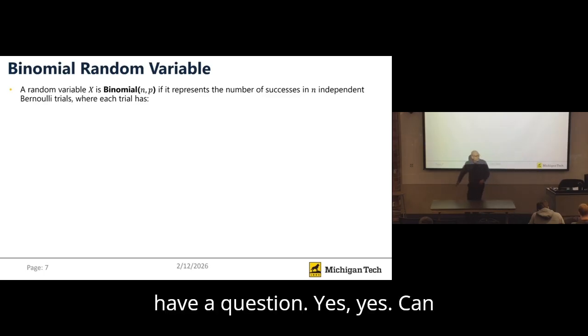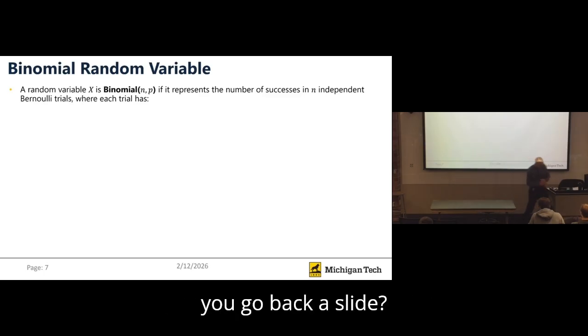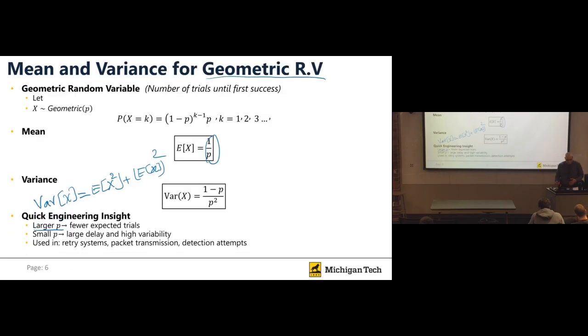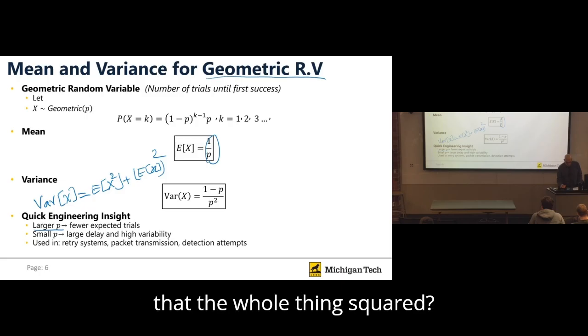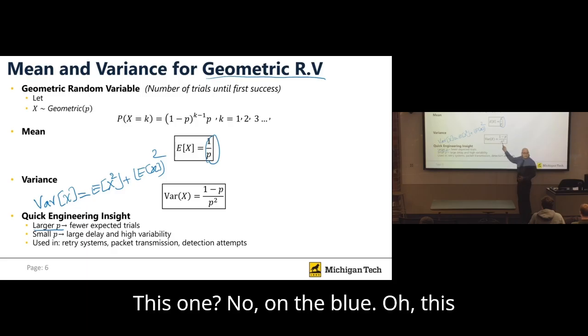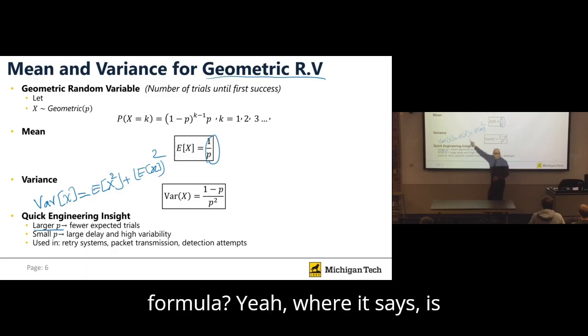I have a question. Yes, yes. Variance from k squared, is that just k squared or is that the whole thing squared? This one? No, on the blue. Oh, this formula? Yeah. Where it says, is that a k or?